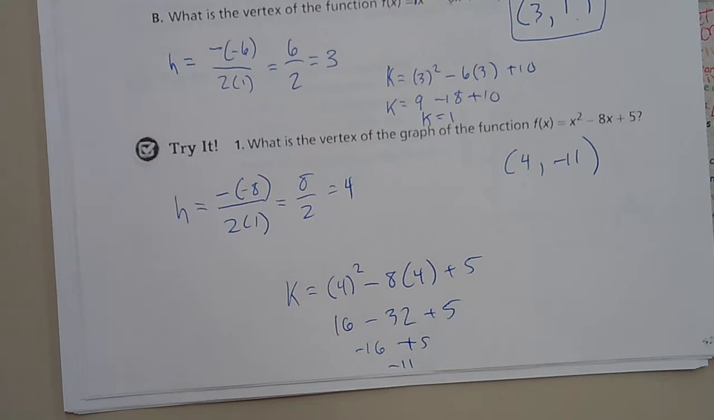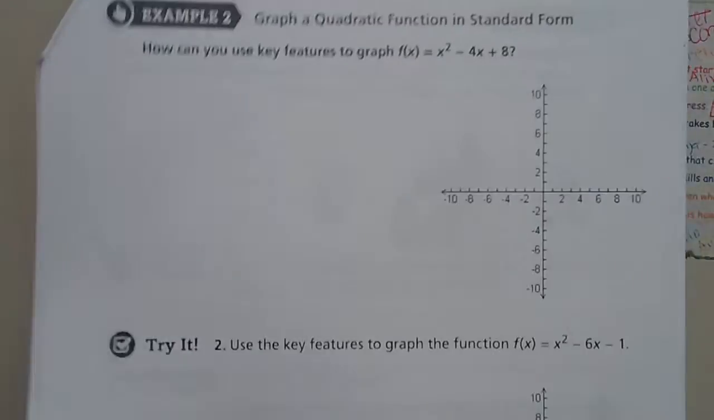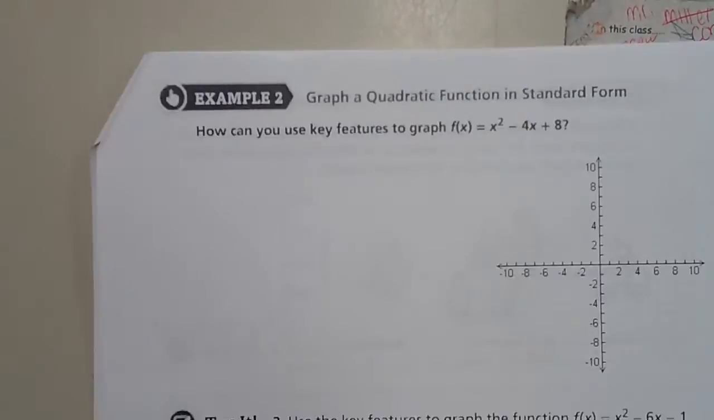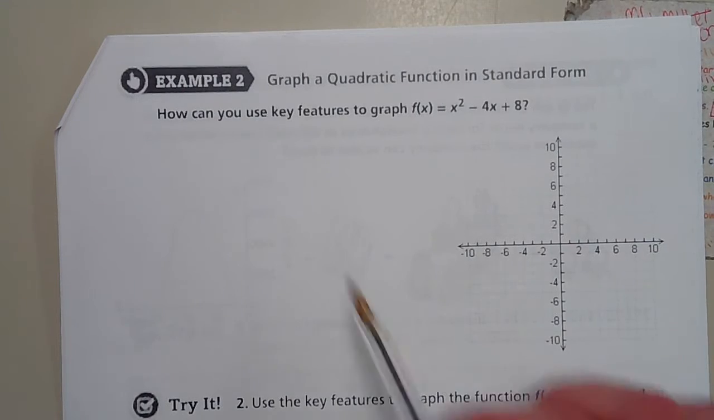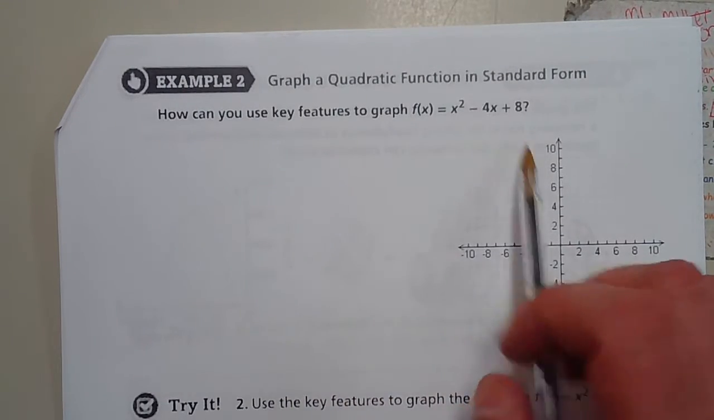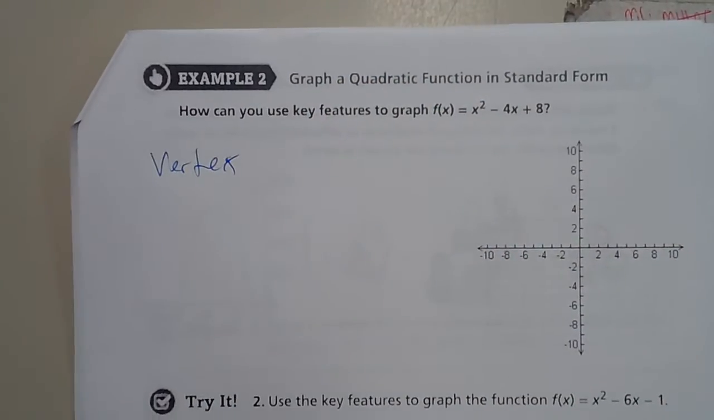And that's it. So now if we jump ahead to the next piece, this is all about finding a vertex. The next piece is just going to build off this to make a graph by hand. So if we're going to make a graph, the two real steps here are, when it says how can you use key features to make this graph, one of the key features is very clearly going to be the vertex. So let's just start with that.